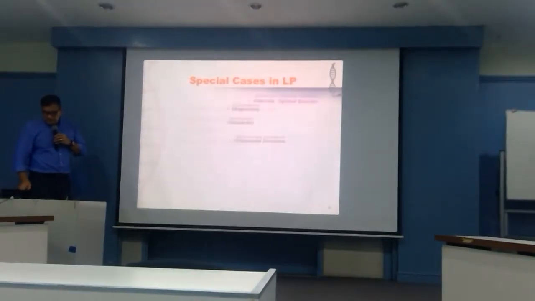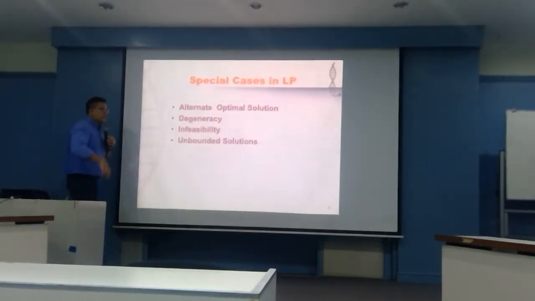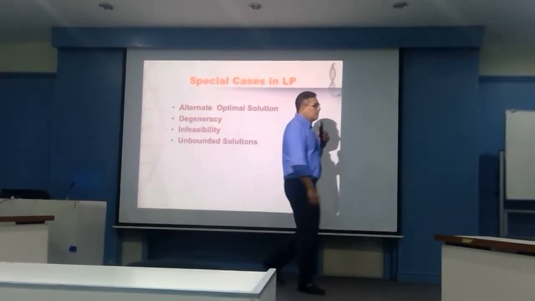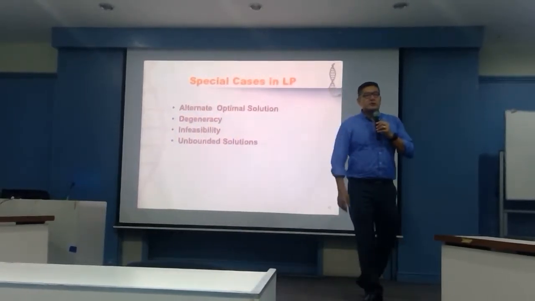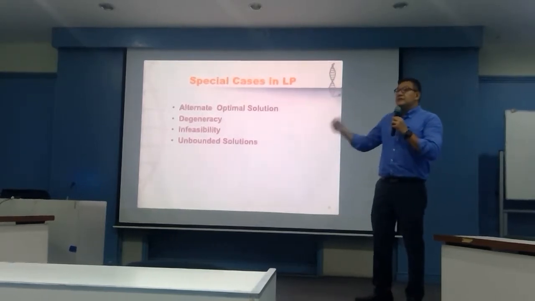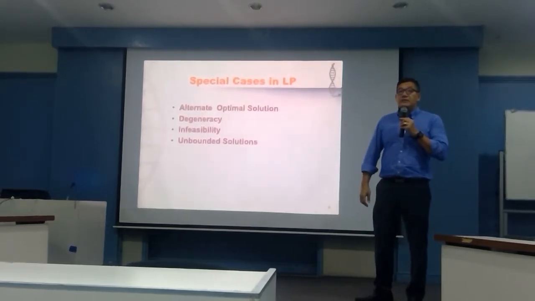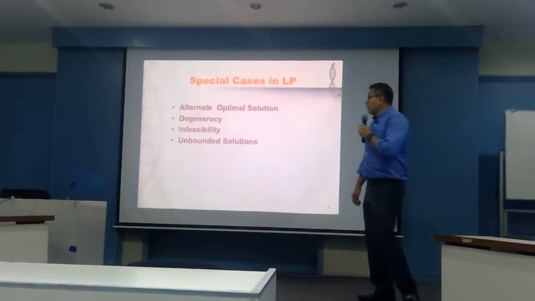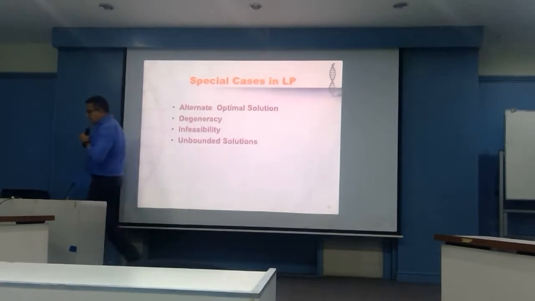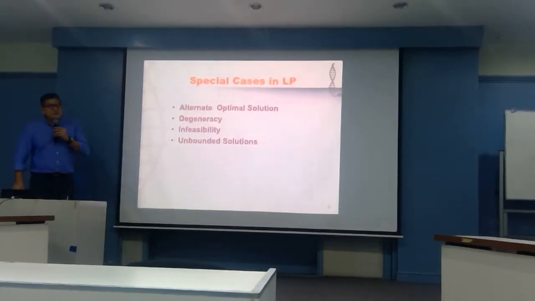Next. All of this just shows you the maximization problem and minimization problem. Both are just very basic problems. We do have another special case for linear programming. The first one we call alternate optimal solution. As the name states, alternate optimal solution means you have more than one optimal solution.